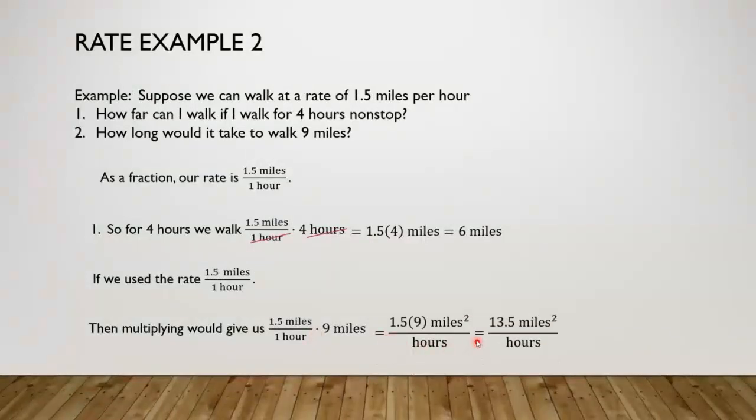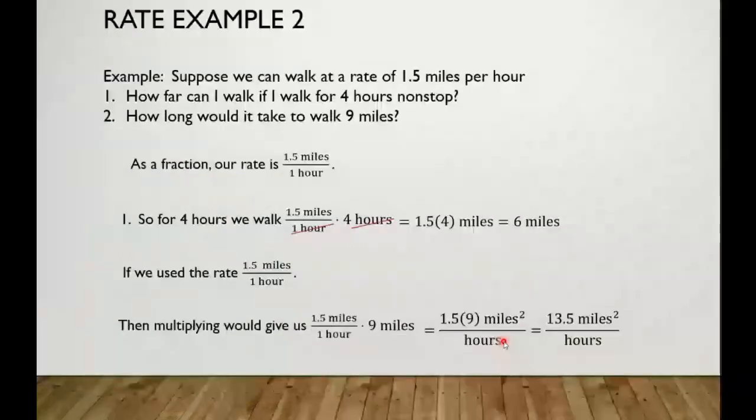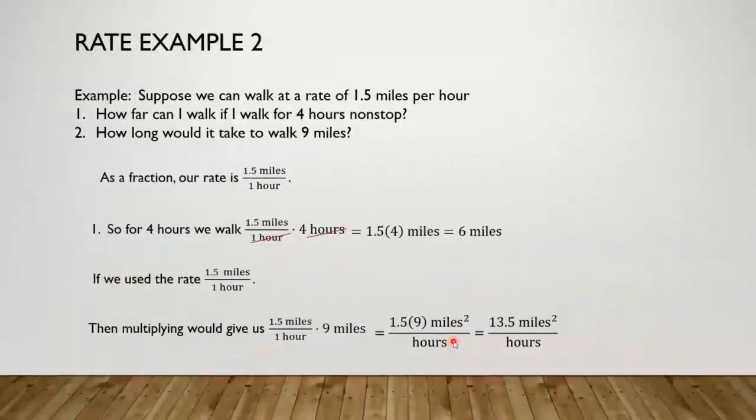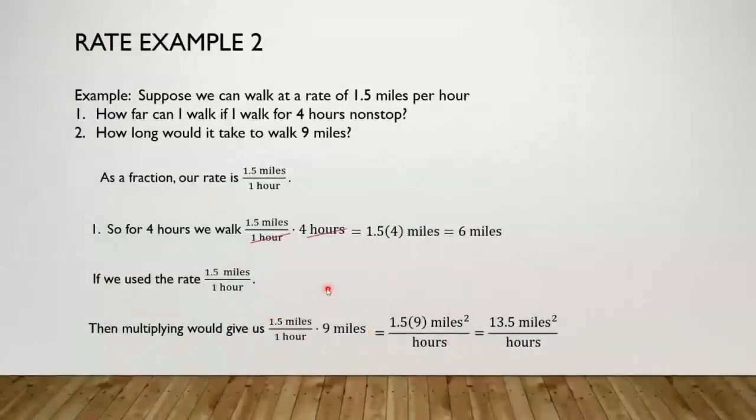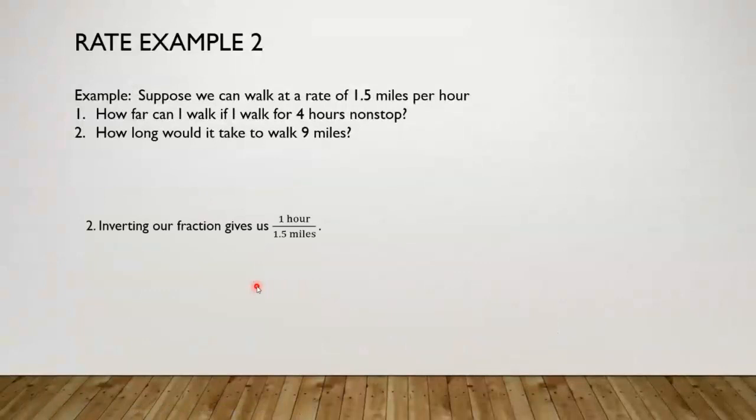You end up getting the units of miles squared per hour. And what does that mean? I honestly don't know. Sorry, that doesn't make any sense. So what do we want to do? We can flip the rate. That is, we can invert it, in other words, to get 1 hour per 1.5 miles.